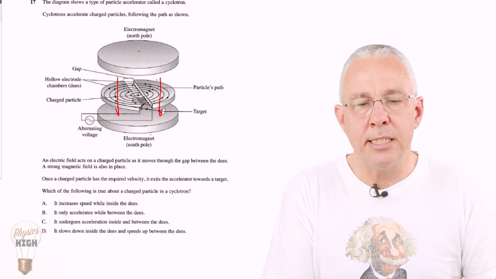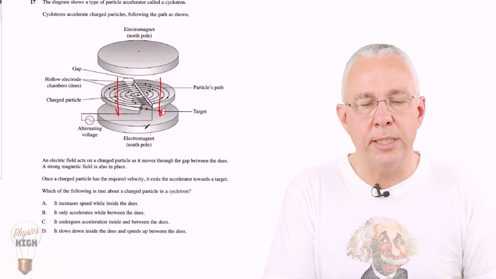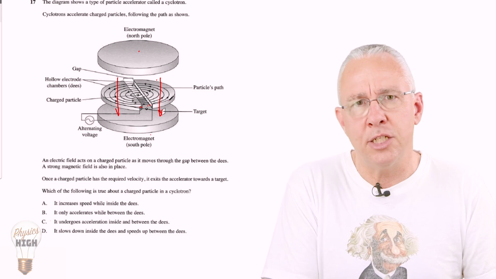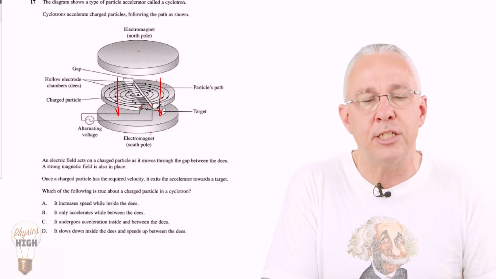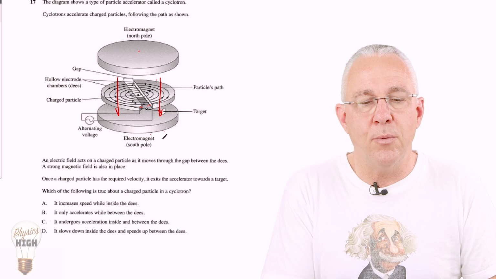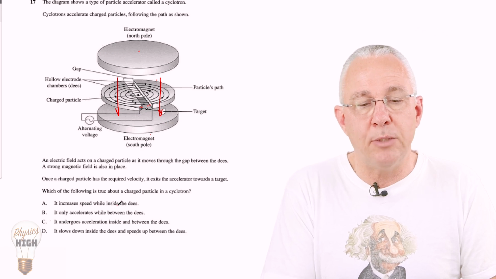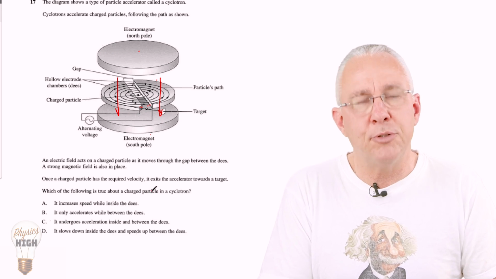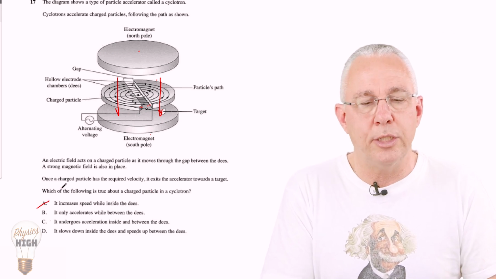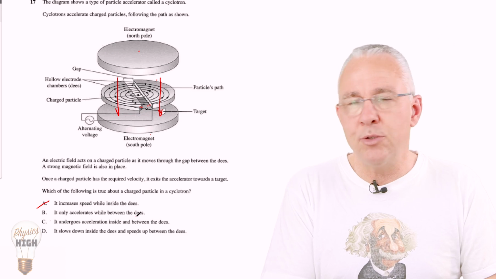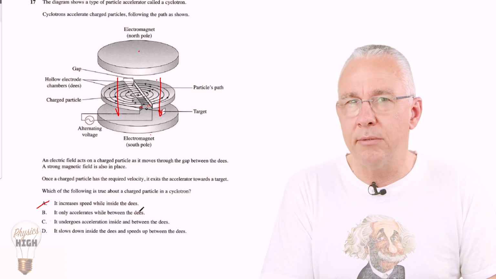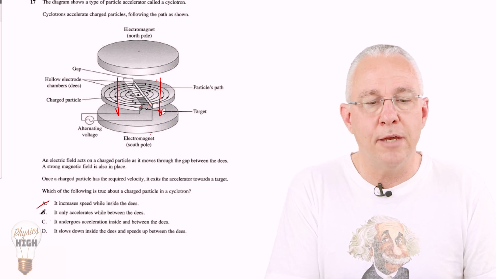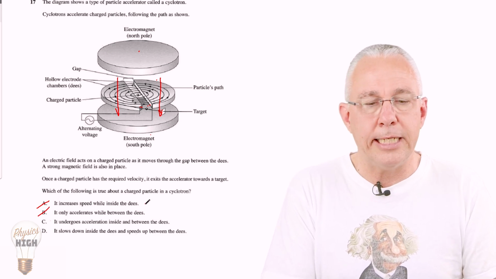Now, what that means is we're getting an acceleration between the Ds, but of course we're also getting an acceleration within the Ds because a centripetal force is being applied. So therefore there is a centripetal acceleration. And so, which is true? A, it increases in speed whilst in the Ds. Well, actually no, it's moving at a constant speed but traveling in a circle. So A is excluded. B says it only accelerates between the Ds. Well, I've just established that when the centripetal force is applied, there's a centripetal acceleration. So therefore, it's not only between the Ds.